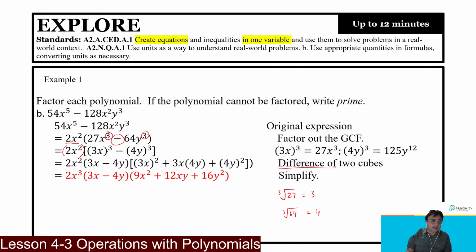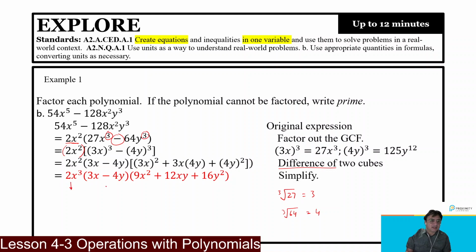And we know that when we have a difference of two cubes, we take the terms that are being cubed and write them with the subtraction, and then we rewrite them just like we rewrote the sum of two cubes, but with both positives. And so when we simplify, this is what we get. And so this is where we stop.